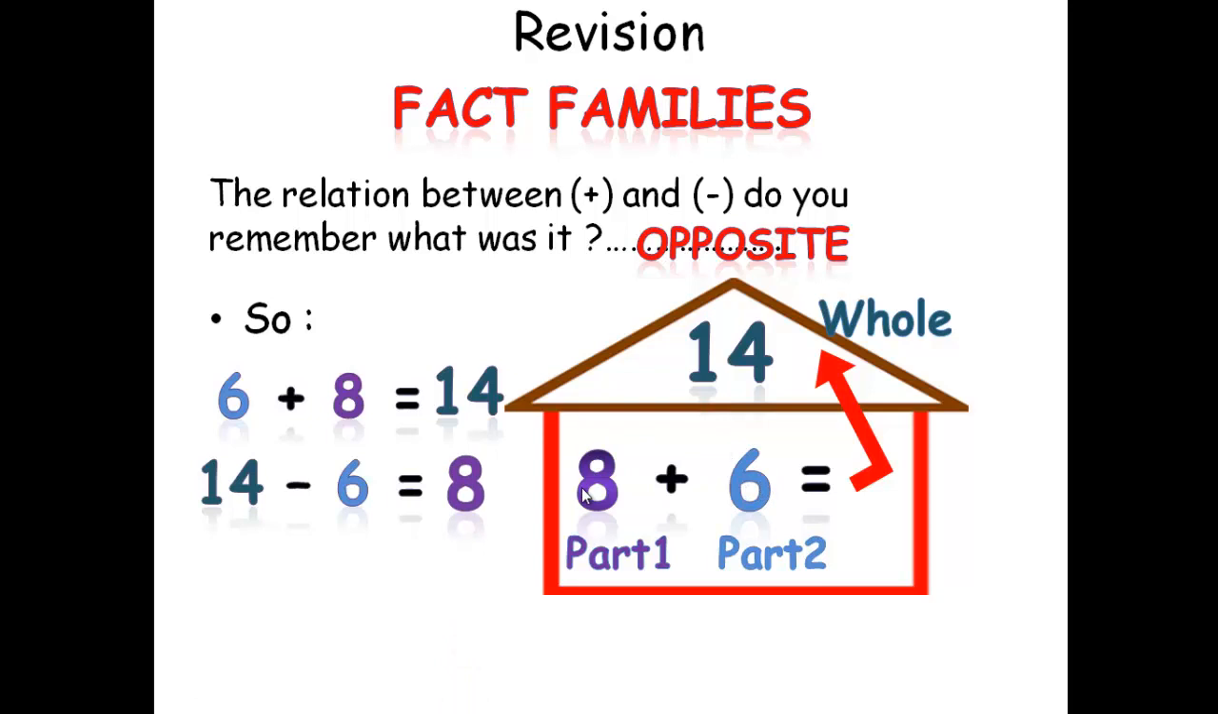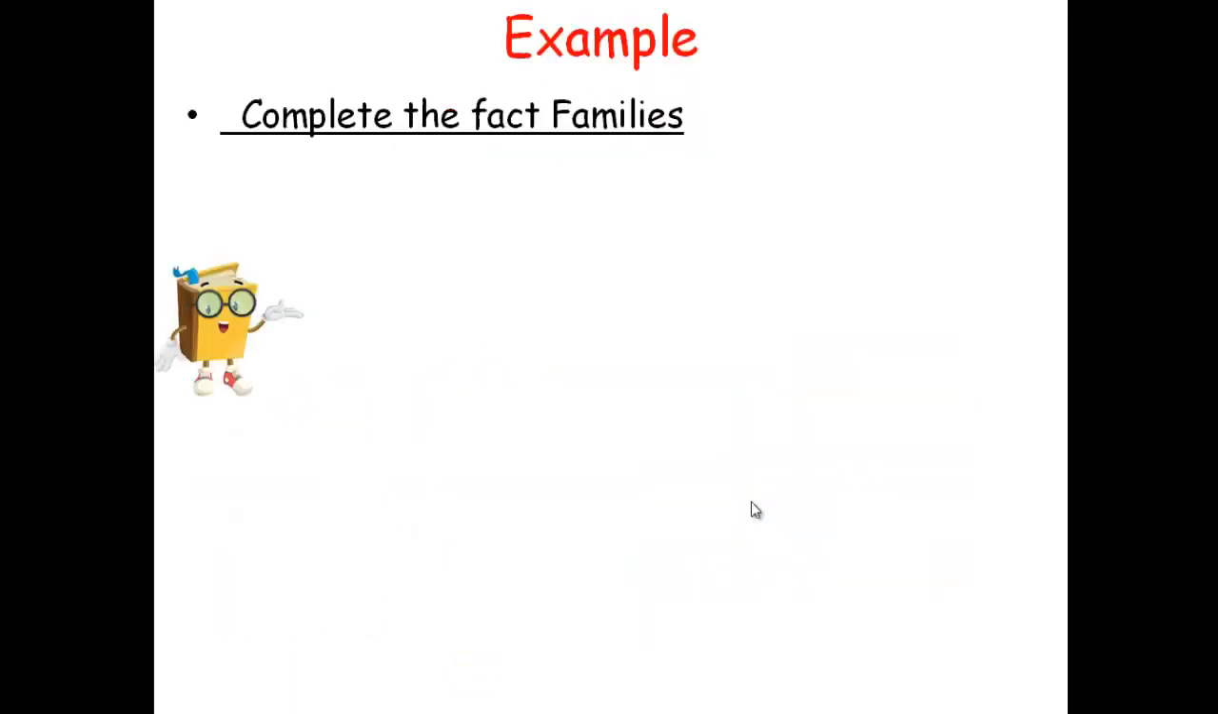Let's swap the game. Let's take the 14 again. Let's do the second subtraction. I'll take the 14 again, but this time I'm going to take the 8. So 14 minus 8. What is the number remaining in the house? Very good. It's the 6. Very good. Now let's see another example.